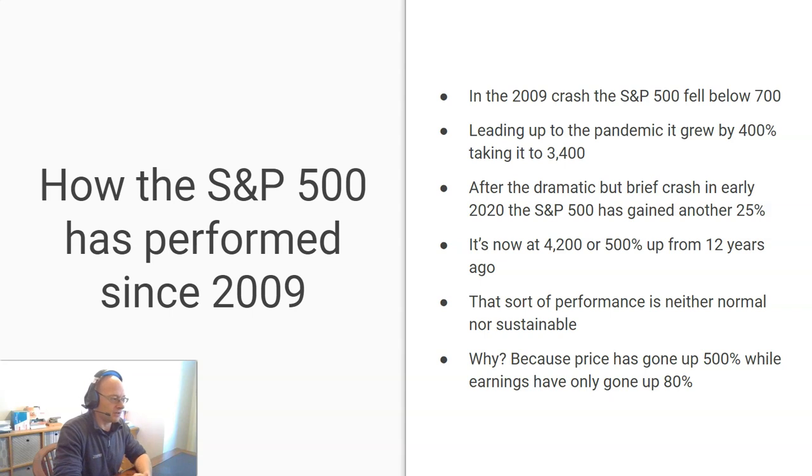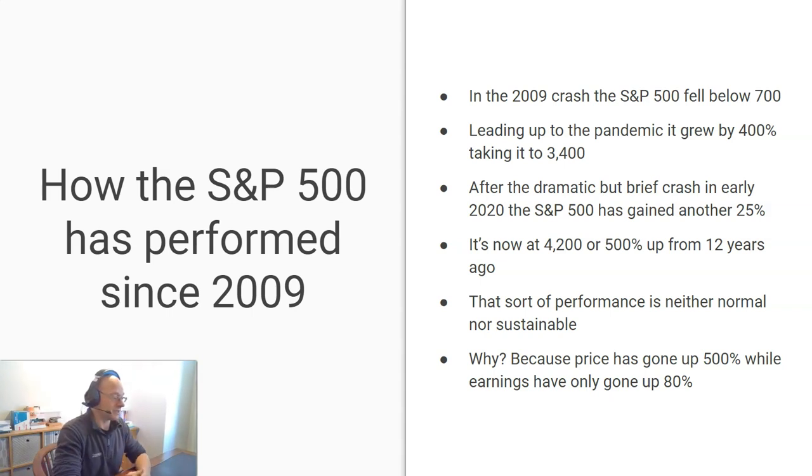Then we had the crash in early 2020 and the rebound. And since before the crash, the S&P 500 is now up 25%. So despite the fact that we are in the middle of a pandemic, the S&P 500 is now up 25% in about a year compared to where it was before this massive global crisis. So the S&P 500 is now at 4,200 or thereabouts, which is up 500% from 12 years ago.